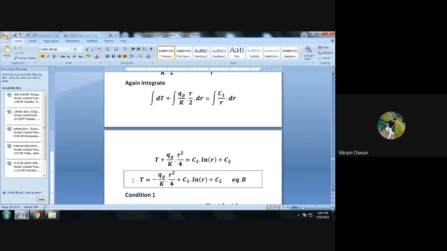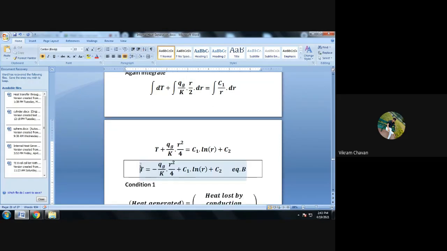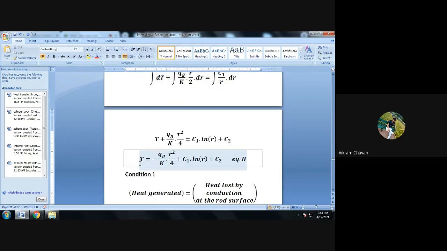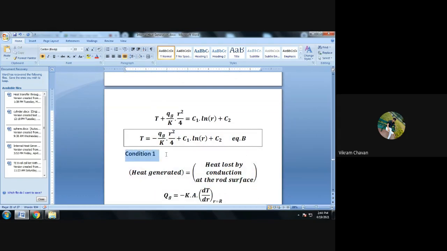The area is different in case of a cylinder than in a wall. That is the only difference, but the methodology to derive the equations up to this equation number B is similar to that of a wall. From here, the equation will be different for the cylinder. So what first boundary condition do we have to consider? That is the question, and the answer is here.